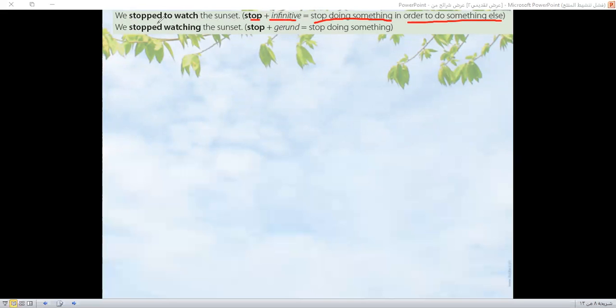Okay, we stopped, maybe they were walking, they stopped doing something, which is the walking. Why? Because they want to do something else, which is watching the sunset. But when they said, we stopped watching the sunset, it means that they were watching the sunset the whole time and then they stopped watching it. Clear? Yes.